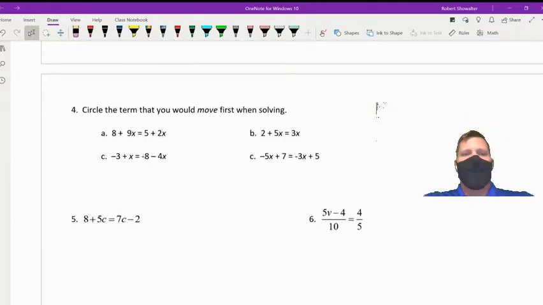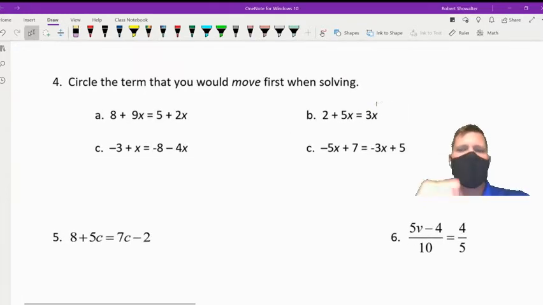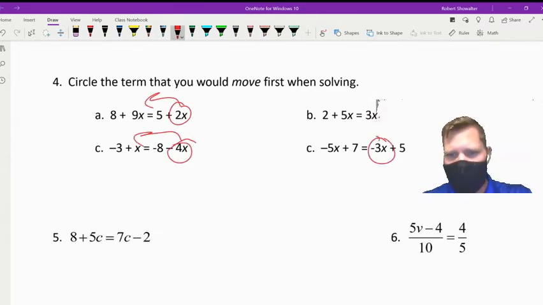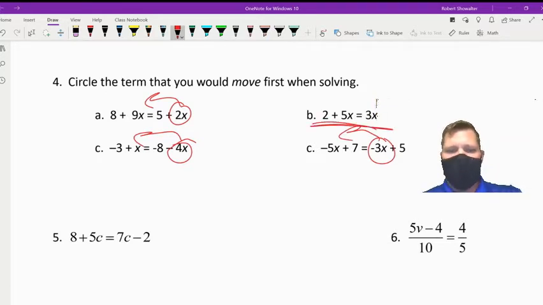Okay, circle the terms that you would move first when solving. So when I'm looking at this, I want to decide which one do I move first. I always want to take this and move it to the left. So I'm going to be consistent on that, on all the problems. This one gets a little funky because when we take this and move it to the left, watch what happens. I'm going to do this problem.